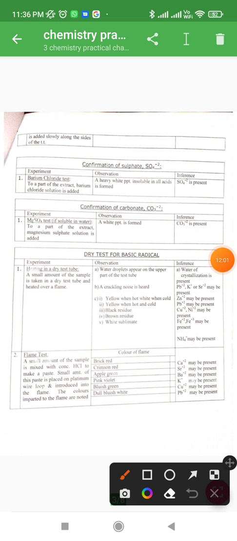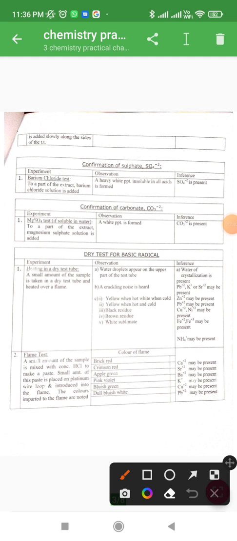Then the next observation: a crackling noise is heard. If a crackling noise is heard, then what are the possible ions? Lead 2 plus, potassium plus, or strontium 2 plus may be present. But as our salt was calcium chloride, calcium doesn't respond to this test. So what do you have to write here? No crackling noise is heard. So Pb2 plus, K plus, Sr2 plus may be absent. Again I am reminding you, the dry test should always be conferred with the teacher, except for water of crystallization. Okay.